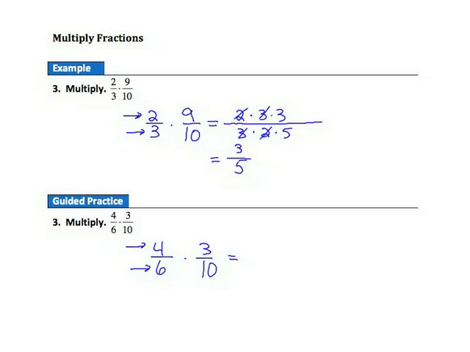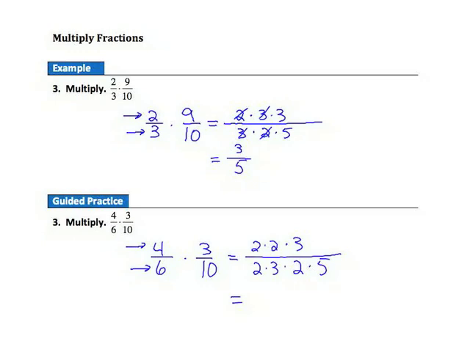So we need to multiply straight across. However, we're going to save ourselves work if we factor as we go. So in the numerator, I'm going to factor the 4, which is 2 times 2. The 3 is already prime, so that's just going to stay 3. In the denominator, 6. When I factor that, it's 2 times 3. When I factor 10, it's 2 times 5.